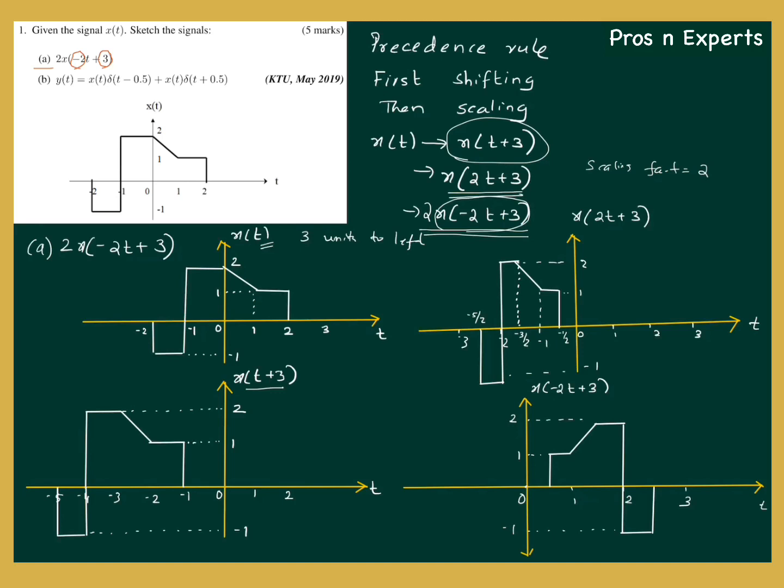But our question is to find out 2 times x of -2t plus 3. This 2 placed here is nothing but an amplitude operation. That means you have to double every amplitude in x of -2t plus 3 to get 2 times x of -2t plus 3. That means I have to double all these amplitudes and get 4 here, 2 here, and -2 here. Okay, so this is 2 times x of -2t plus 3. Here it is half, this is 1, this is 3 by 2, and this is 5 by 2. Okay, so this is the final answer.